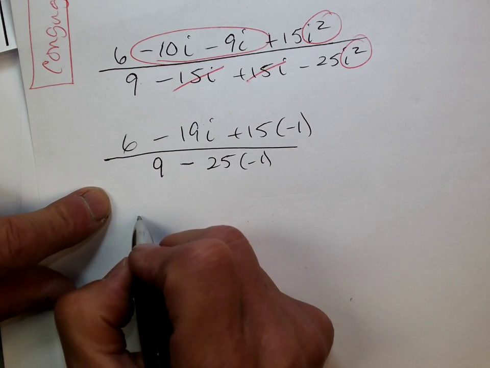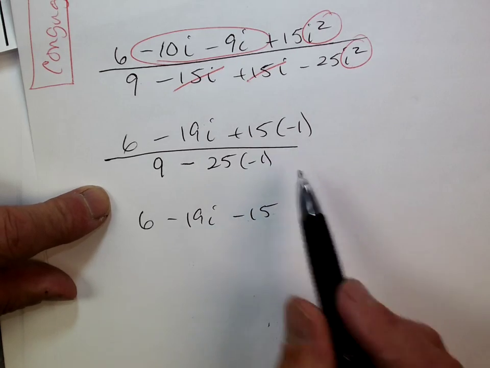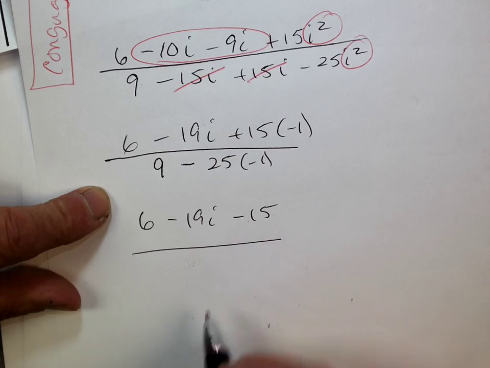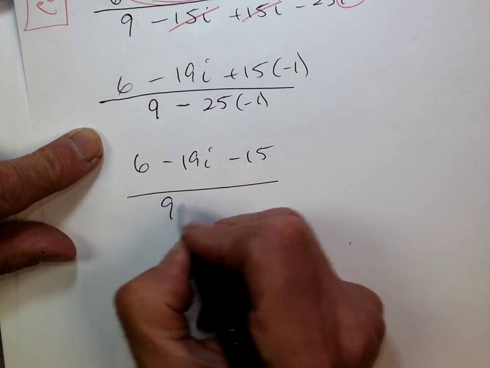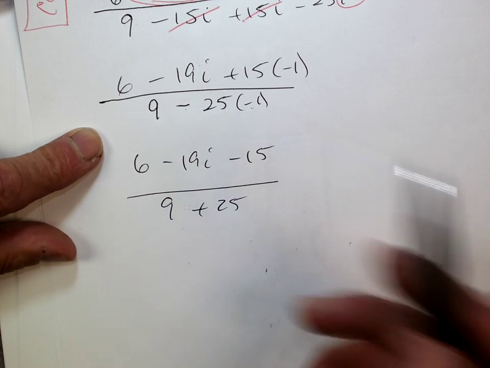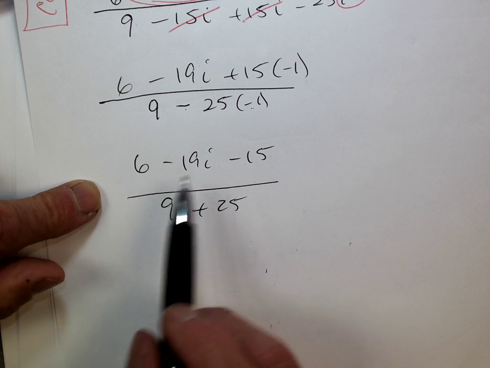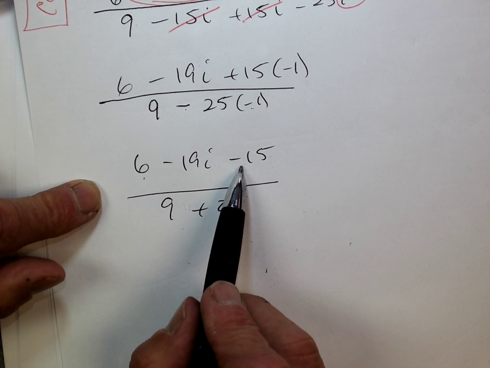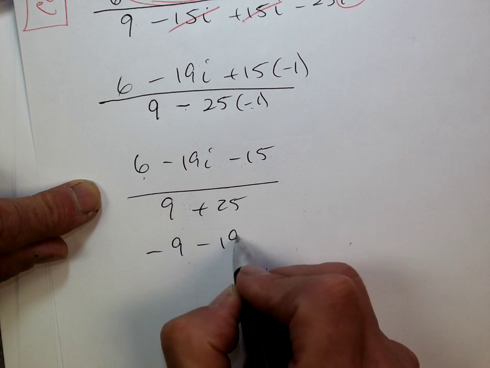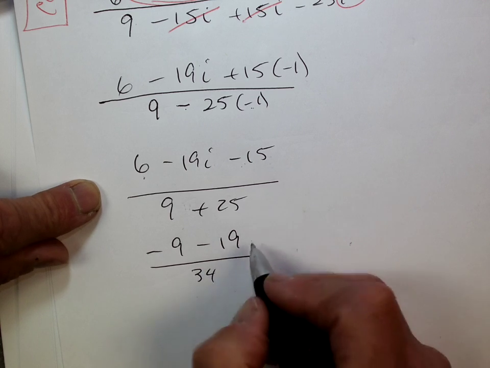So, almost done though. 6 minus 19i minus 15. All I did this step was multiply these two. And on the bottom, the denominator, I have 9 plus 25 because negative times negative, okay? Almost done. It's a big problem. 6 minus 15 makes a negative 9 minus 19i over 34. Oops, I need an i there.